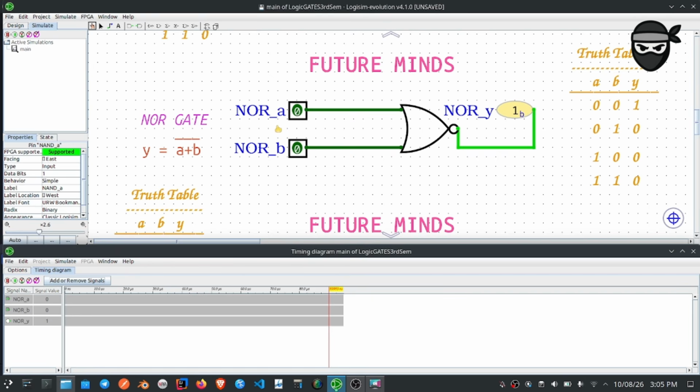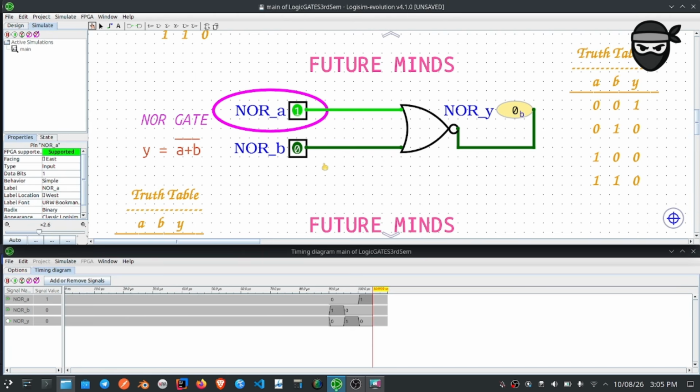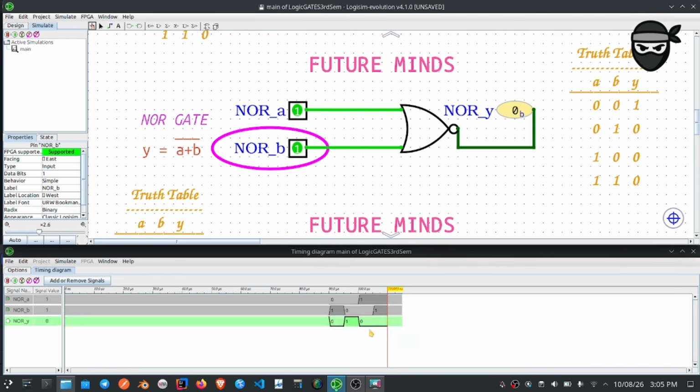Taking pin A as 0 and pin B as 1, our output becomes 0. Again, taking both as 0, our output becomes 1. When we take pin A as 1 and pin B as 0, our output is 0. Here you can see the timing diagram matches with it. For both pins as 1, our output will be 0.